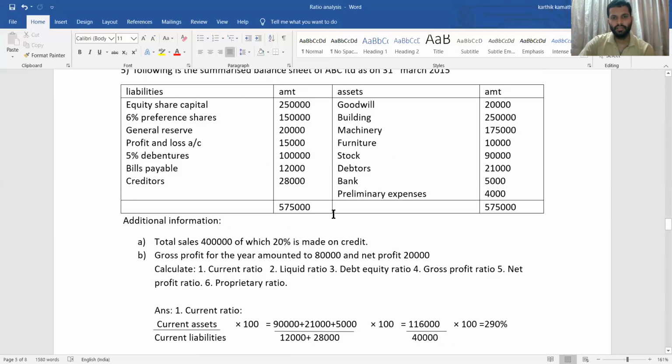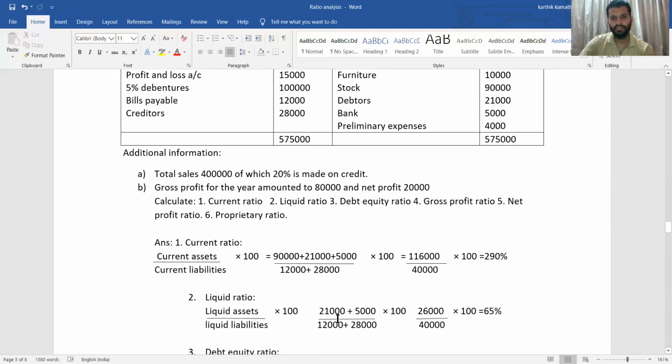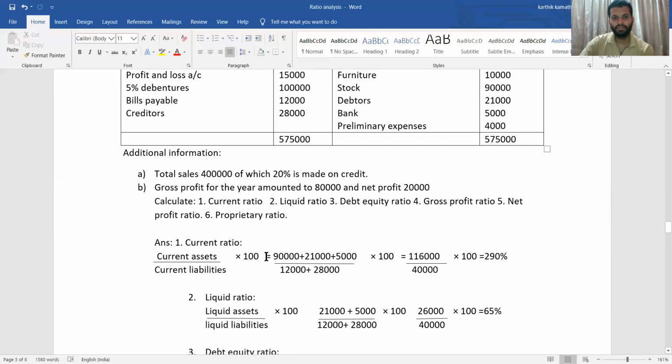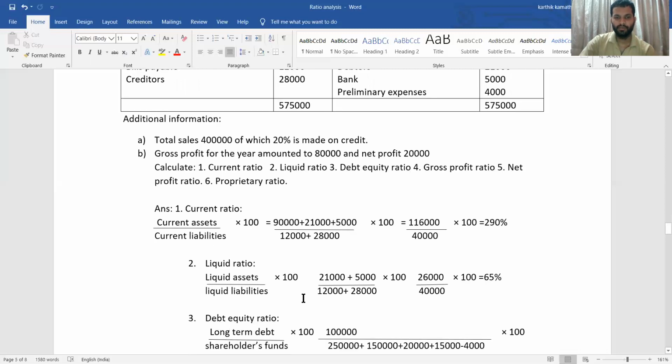Liquid asset. In this problem, liquid asset is debtors and bank only. So that is 21,000 plus 5,000 will be your liquid asset divided by liquid liability, that is same as current liability minus bank overdraft. But here bank overdraft information is not given. So that is 12,000 plus 28,000. So 26,000 divided by 40,000 into 100, you will get the answer as 65%.